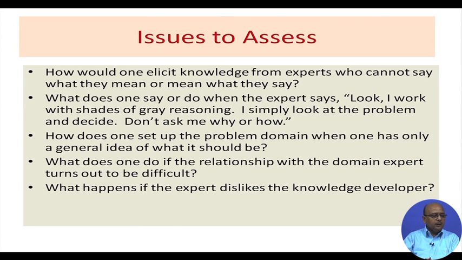Okay. It means that you should be able to understand what the experts are saying, and what they mean. So, there should not be any kind of communication problem. Suppose the expert says, look, I work with shades of gray reasoning. Gray reasoning means that there is nothing concrete in black and white. Then it is very difficult for you to get any kind of information. There are a lot of gray areas where it is very difficult to get concrete, explicit information. Then it would be very difficult for the knowledge developer to get the information.